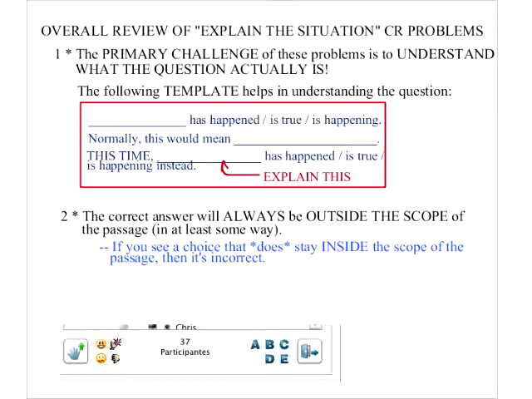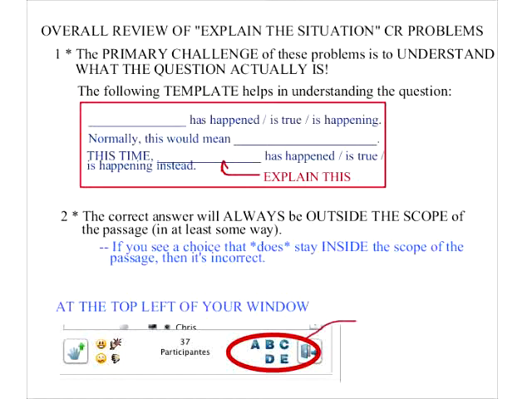The top left of your window, you should see the following type of thing going on. These things here, these A, B, C, D, E, this is what you should use to answer the questions. Please do not answer questions in the text box. We don't want the public to see the answers. We just want to see, I can see these results, other people can't. So use these buttons to indicate your answer.